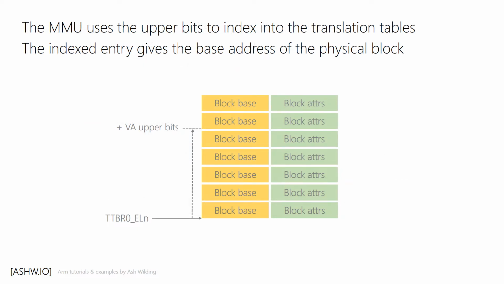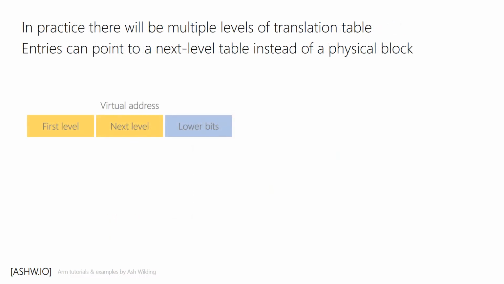The MMU uses the upper bits to index into the translation tables, where each entry in the table holds the base physical address of a block of memory and the attributes corresponding to that block, such as the memory type and the access permissions. In practice, there will be multiple levels of translation table, where entries can either point to a physical block or to a next level table.